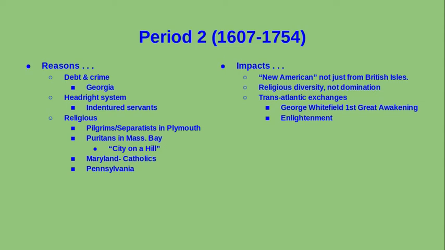And of course, religious reasons. The Pilgrims or the Separatists in Plymouth, the Puritans in Massachusetts Bay who came there wanting to create a city on a hill, Catholics in Maryland, the Quakers in Pennsylvania.